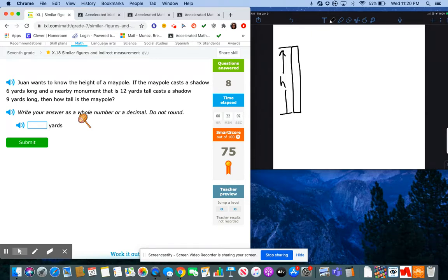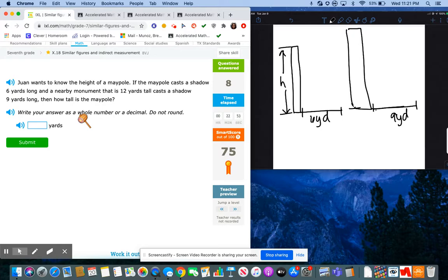We know this is the height we're missing. And it says that it's casting a shadow that is 6 yards long. And then it says we have a monument that is 12 yards tall. So I'm going to draw another rectangle. This is the monument, and it says that this is 12 yards tall, casting a shadow that is 9 yards long. Oh, the monument is taller because it has a longer shadow. So if the shadow is longer, then this monument has to be taller than the maple. Sorry, I don't know what a maple is, but there.